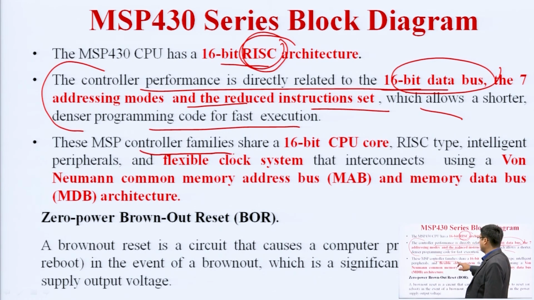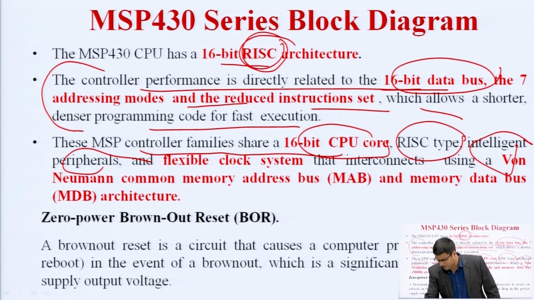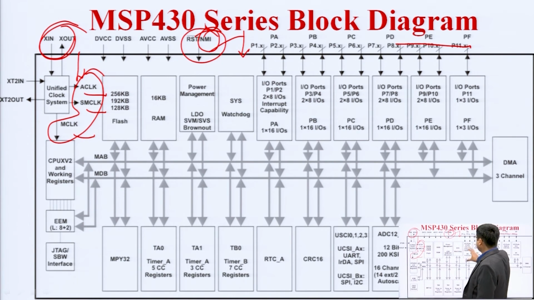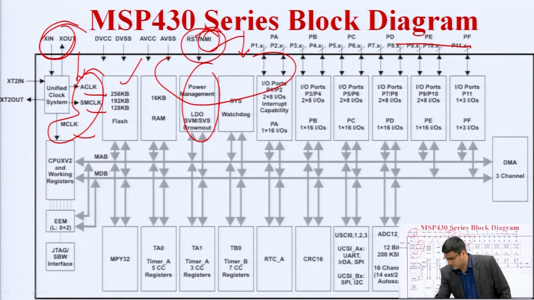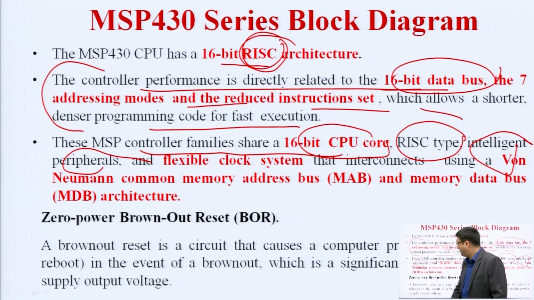So the MSP430 microcontroller family shares a 16-bit CPU core, RISC type, and intelligent peripherals. Intelligent peripherals means that if the MSP430 needs a particular block, only that block will be activated and the others will be deactivated. There is also a power management unit, which gives the MSP430 its low power consumption feature. The power management unit will supply the necessary power to the MSP430 microcontroller.